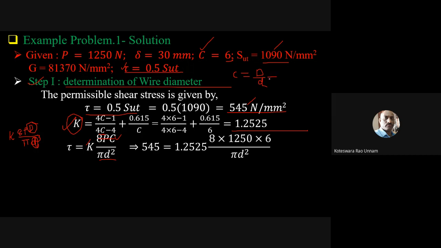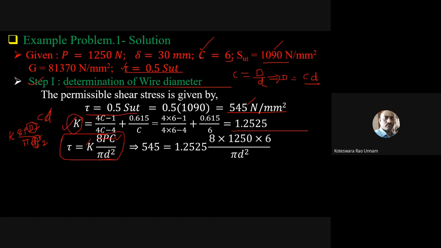Then I eliminate one unknown, that is, I eliminate capital D, by writing capital D as capital C into small d. Now if I substitute C into d in place of D, here the d cube and d will cancel out, and it becomes 8PC by pi d square. So accordingly we use the formula like this.